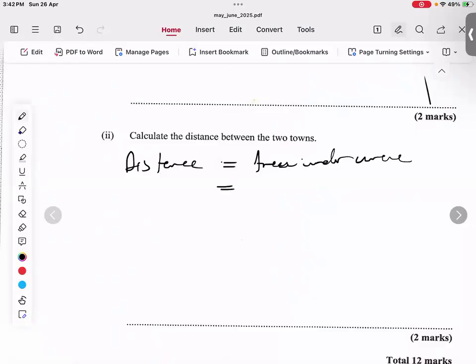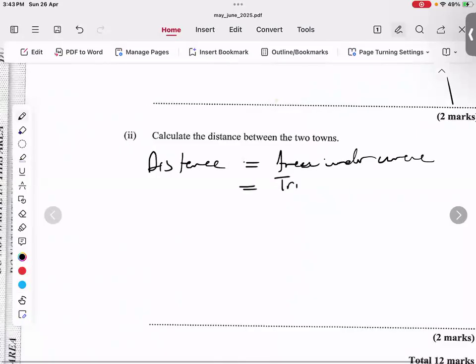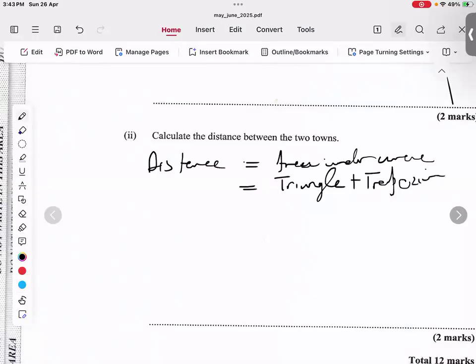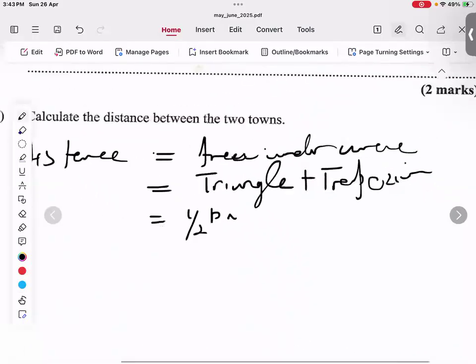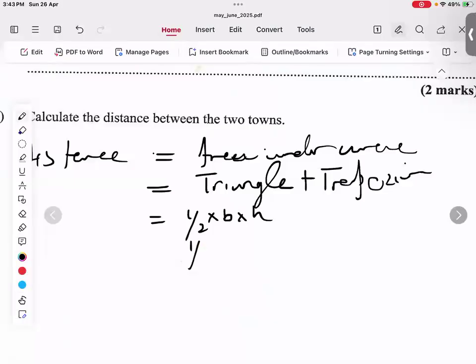So the area under the curve is going to be the triangle plus the trapezium. So the area of the triangle is half base times height. So it's half the base, which is 60, times the height, which is 30. So that will take care of this section here. Half of 60 is 30, and 30 times 30 is 900 meters. So that's 900 meters there.